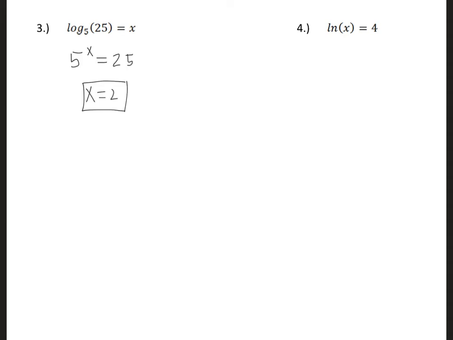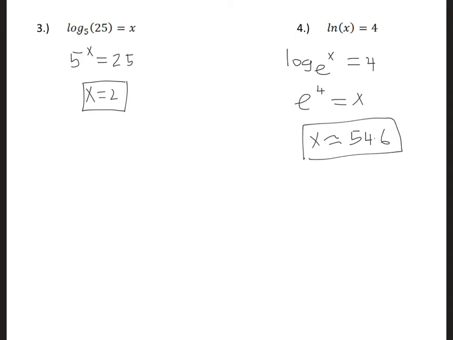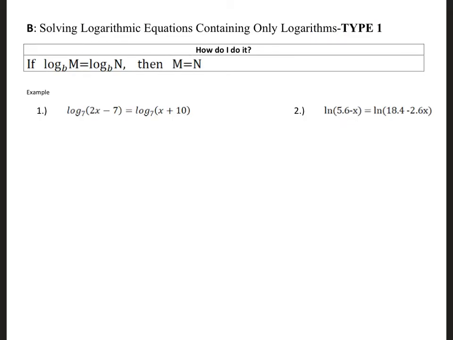The next one here, this is natural log. To better understand this, we could write this in terms of base e. Remember, this is logarithm to base e of x is equal to 4. And then we can write e raised to 4 is equal to x. And then we can simplify that. If you check the value of e in a calculator, raised to power 4, you get x is about 54.6. And again, you can check that in the original equation.